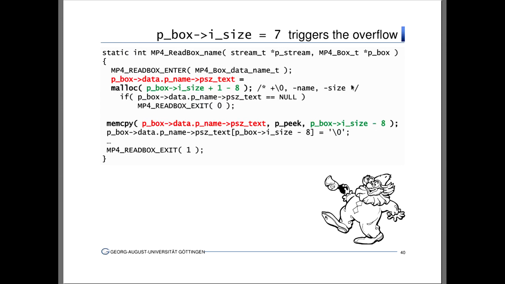So now, if you insert a 7, then you have 7 plus 1 minus 8 gives you 0. So you allocate something close to 0 bytes. And here, if you insert 7, 7 minus 8 is minus 1, cast to unsigned integer is max int, and there you go, you have your buffer overflow. So this is in the MP4 demuxer.